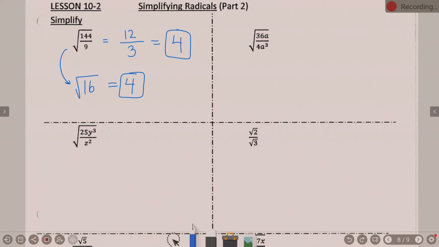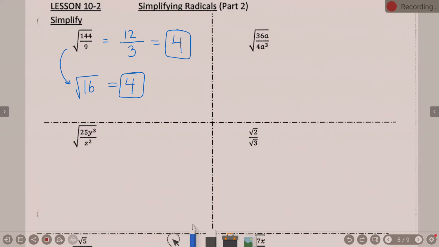Moving along. Shall we try the next one? Sure. Okay. Square root of 36a over 4a cubed. 36 divided by 4, and that's 9. So both top and bottom are going to divide by 4 then, essentially, right?